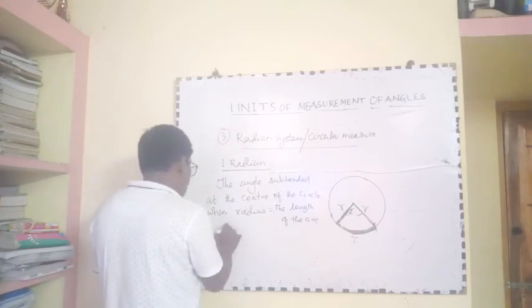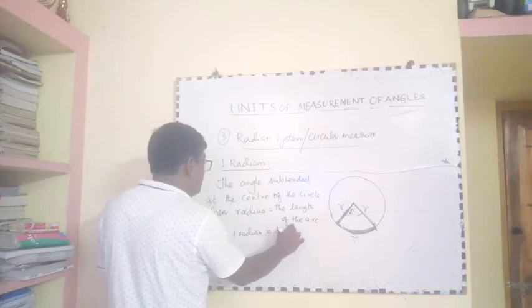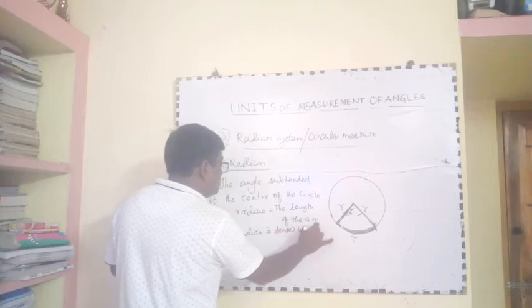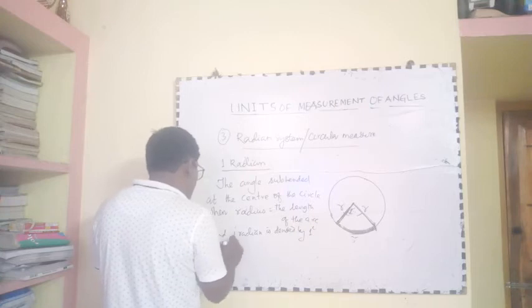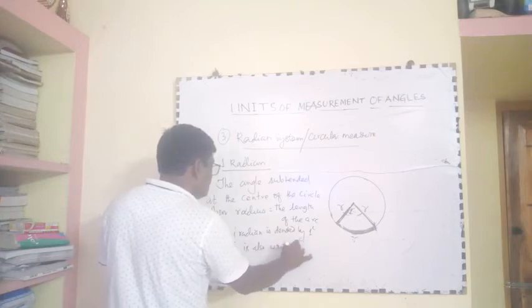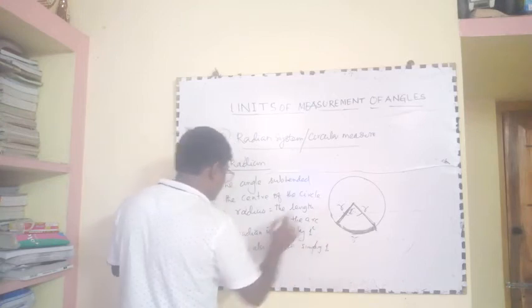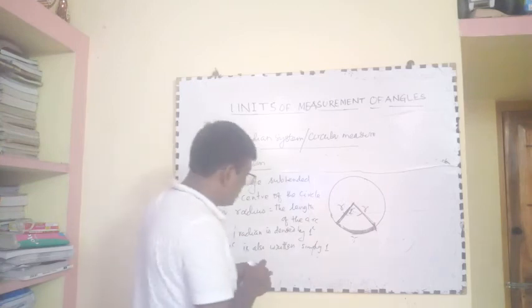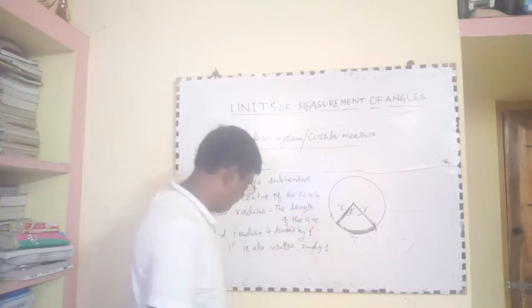And 1 radian is denoted by 1c. Note, 1 radian is also written as simply 1. 1 means we have to consider 1 radian.